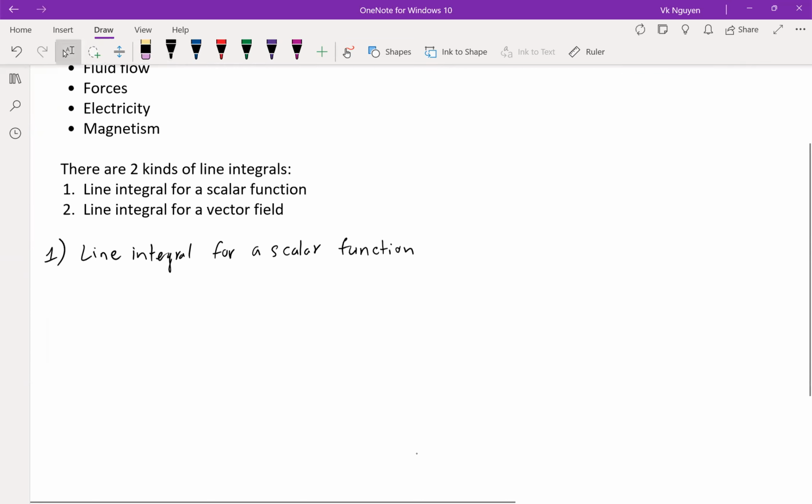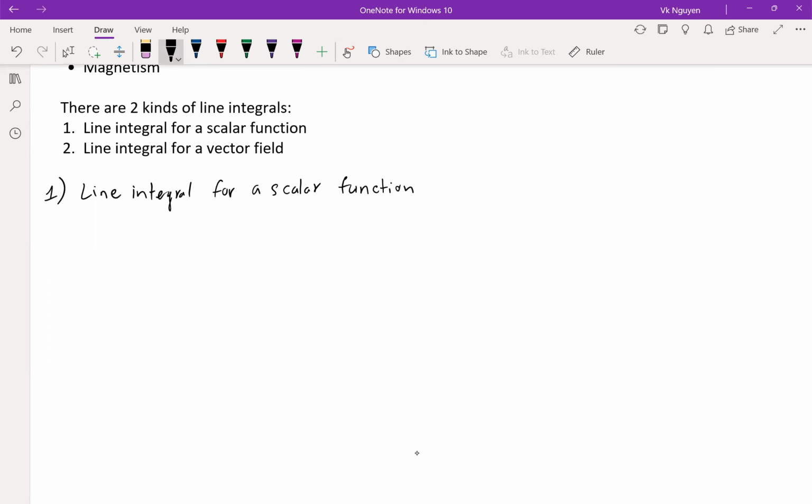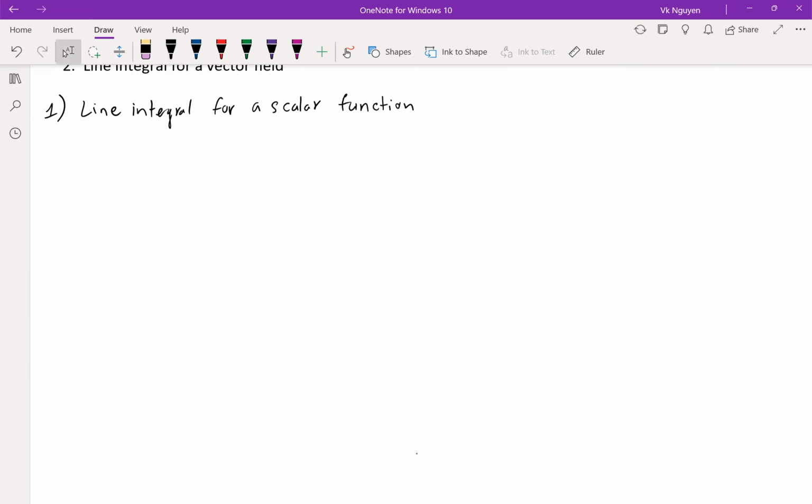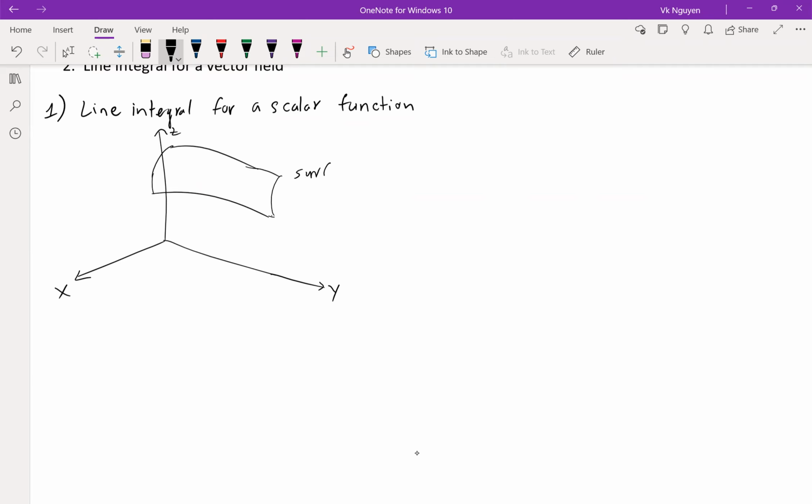Okay, what is the line integral for a scalar function? Well, in order to know what is going on here, we can follow the integration. As long as you know how to do integration, you know what is going on here. We're going to integrate over a curve C in x, y, z. Let's say that we have a surface right here, surface f(x,y).